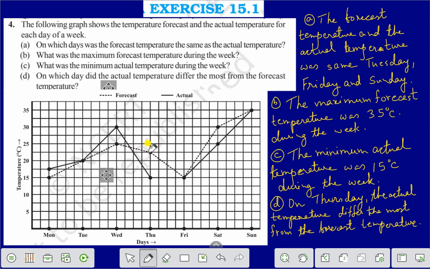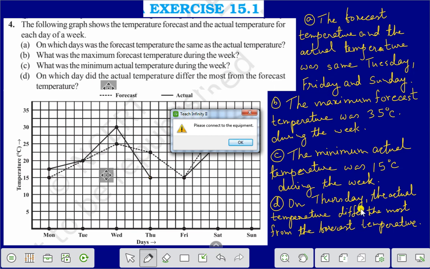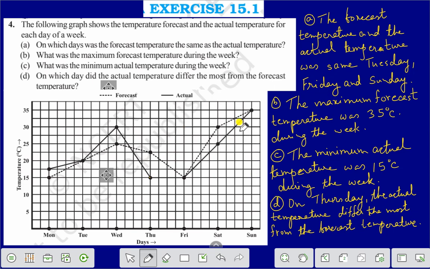Right? That means this point. Here there is a lot of difference between all of them, right? That are 1, 2, 3 horizontal lines. That means the difference is actually 22.5 minus 15 degrees. That is the difference, right? And these are nearly less. Therefore, we can say, on which day did the actual temperature differ the most from the forecast temperature? We can say on Thursday, the actual temperature differs the most from the forecast temperature.